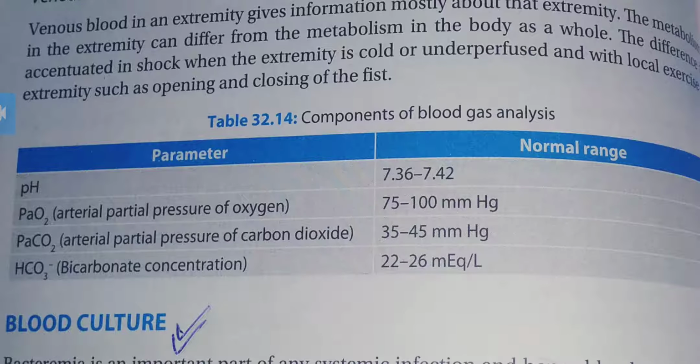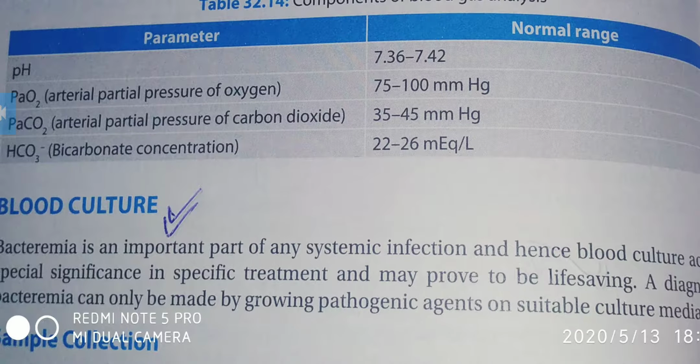The normal range parameters are: pH 7.36 to 7.42. Partial arterial pressure of oxygen is 75 to 100 mm of Hg. Partial arterial pressure of carbon dioxide is 35 to 45 mm of Hg. Bicarbonate concentration is 22 to 26 milliequivalents per liter.